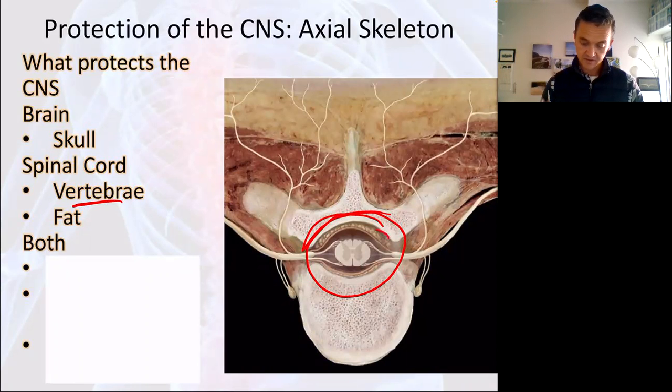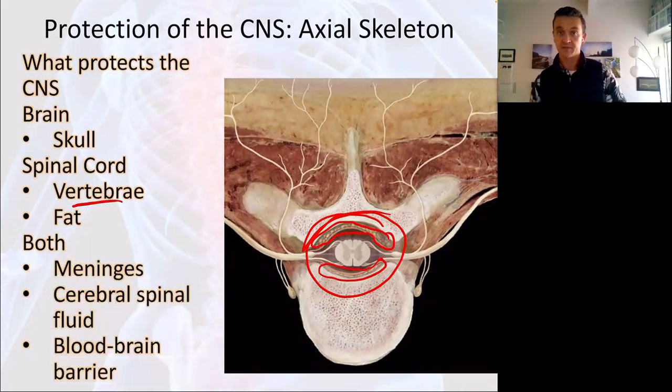But then you can also see this fat layer in here, right? See that fat right there? That is also very protective of the spinal cord as well. And then both of them are protected by meninges. We'll talk about what those are in one sec. Cerebral spinal fluid, and then the blood-brain barrier.